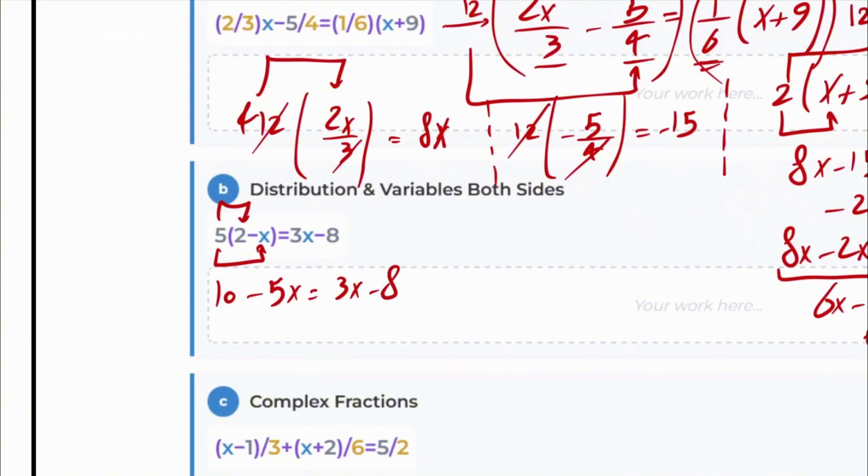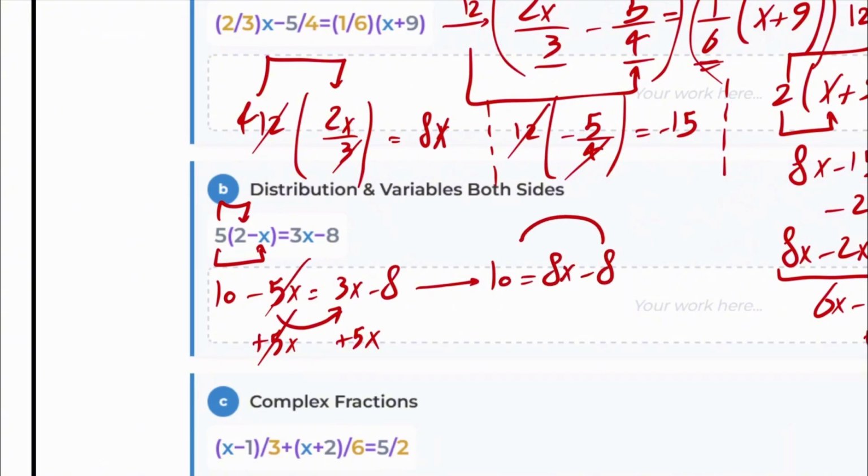So I have to, for example, move this 5x, or negative 5x, over here, plus 5x, plus 5x. What do I have? This is going to cancel this down. 10 equals 8x subtracted by 8, right? How can I move the 8 over here? Plus 8, plus 8. Inverse operation. 18 equals 8x, and x equals 18 divided by 8 itself.